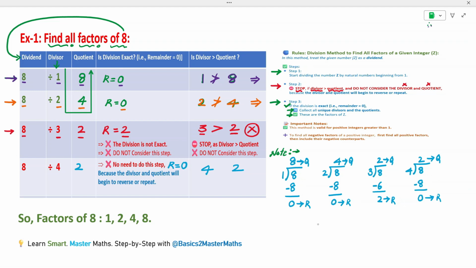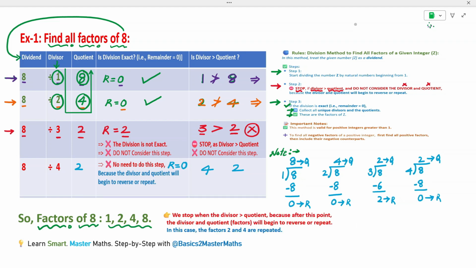In this example, the division is exact in the first step as well as in the second step. Therefore, factors of 8 are 1, 2, 4 and 8. Got it?